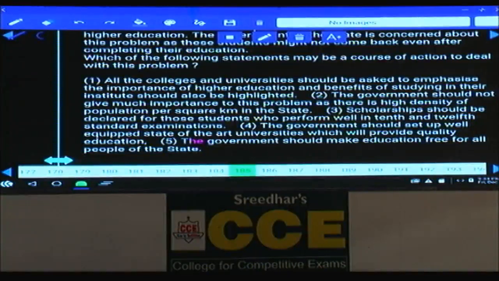Then coming to the first one. All the colleges and universities should be asked to emphasize the importance of higher education, and the benefits of studying in their institute should also be highlighted.